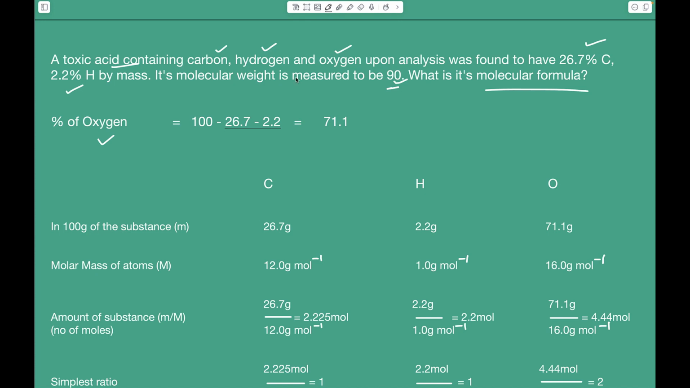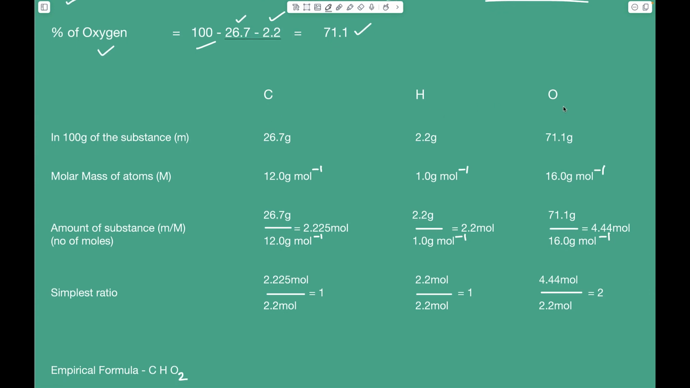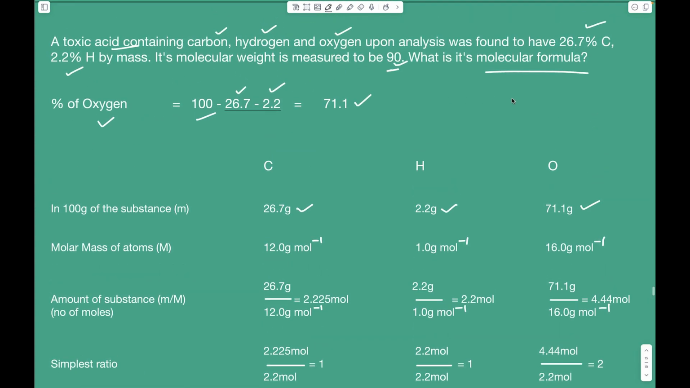Simple. The sum of the percentages of all the elements in the compound must add up to 100. That's by definition. So to get the percentage of oxygen, you have to subtract the percentage of carbon and hydrogen from 100. So here is the percentage of oxygen. Now once you have the percentages of each element, you know the drill. In 100 grams of the substance, there is this much of carbon, this much of hydrogen and this much of oxygen. That is what we mean by percentage composition.